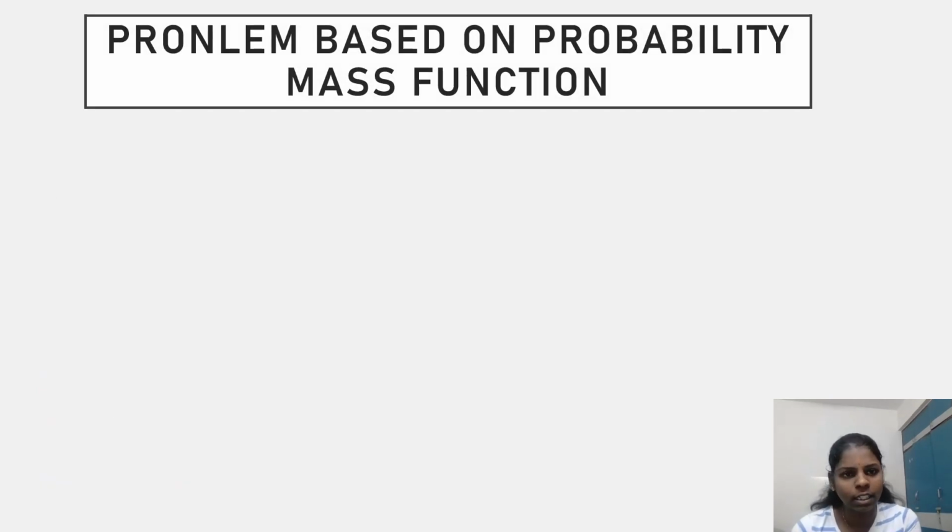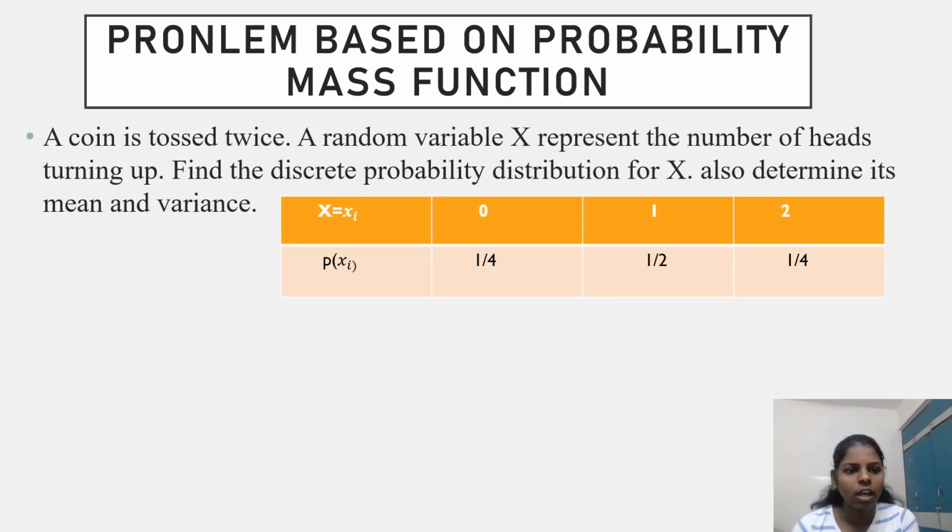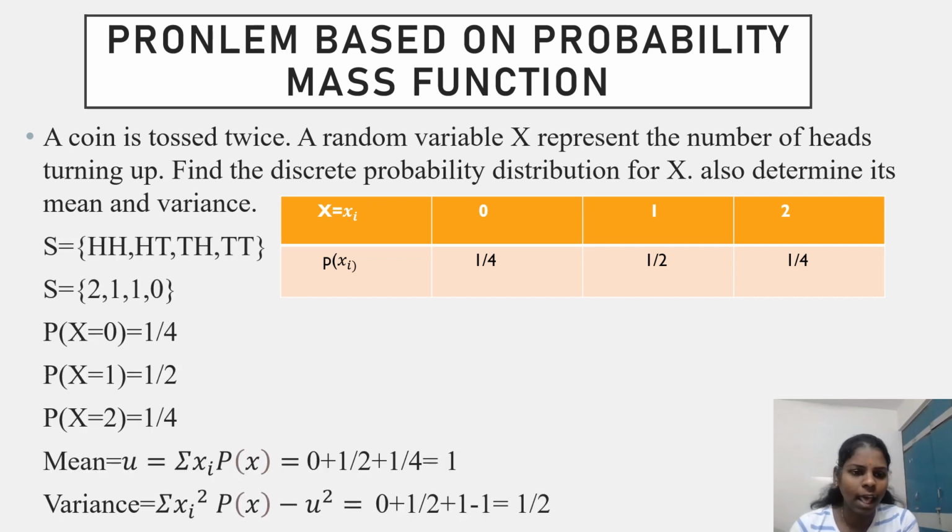Now let us see the problem based on probability mass function. A coin is tossed twice. A random variable x represents the number of heads turning up. Find the discrete probability distribution for x. Also determine its mean and variance. You can see the table as well as the discrete probability distribution for x that determines mean and variance.